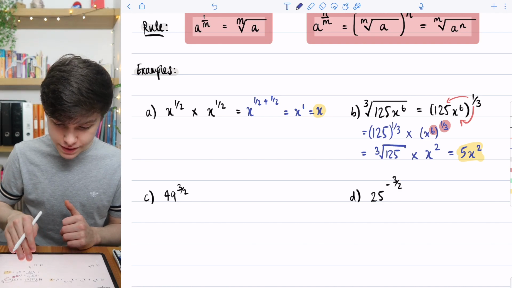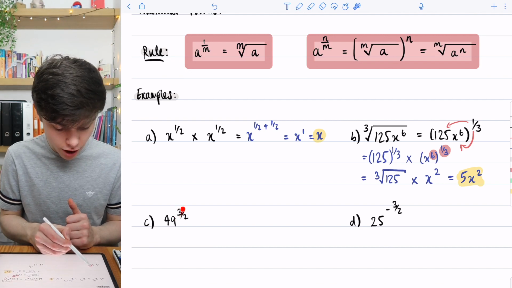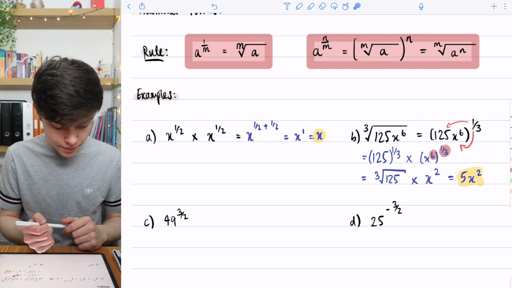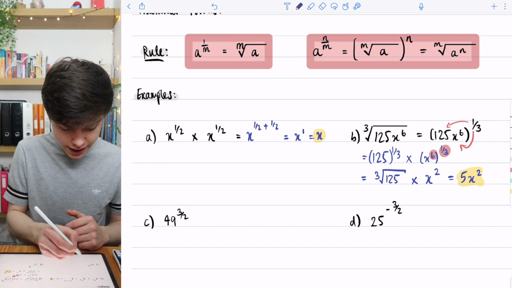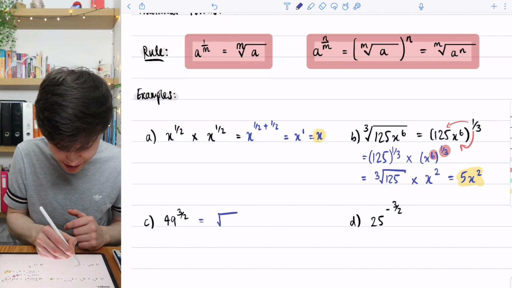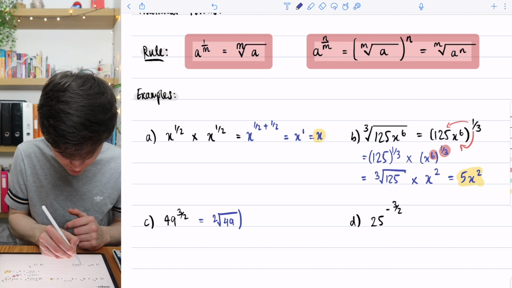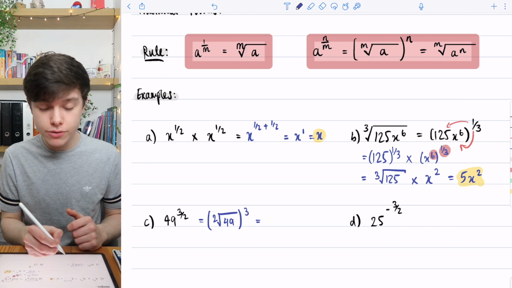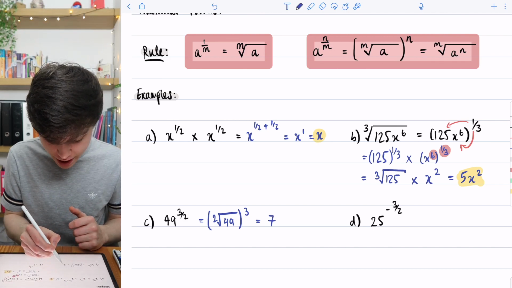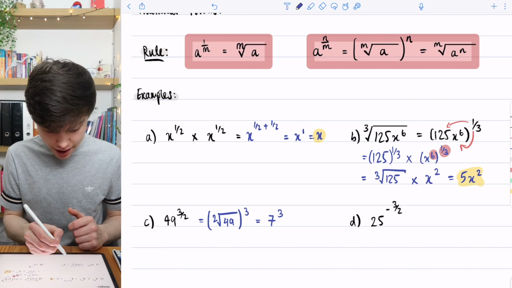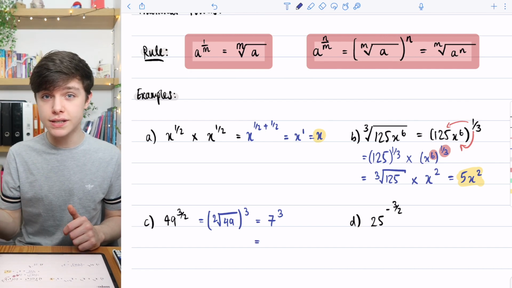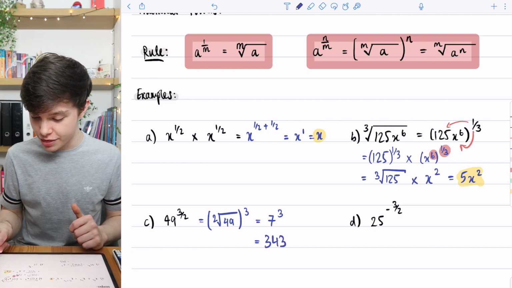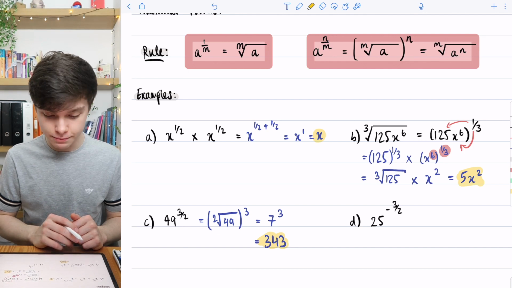Here we're dealing with the second rule, because we've not got 1 on the top of the fraction, and the top of the fraction is the numerator. So I need to write this as the second root of 49, all to the power 3. I'm going to take the square root of 49, which gives me 7, and raise that to the power of 3. 7 times 7 is 49, times 7 is 343. And that is our final answer.